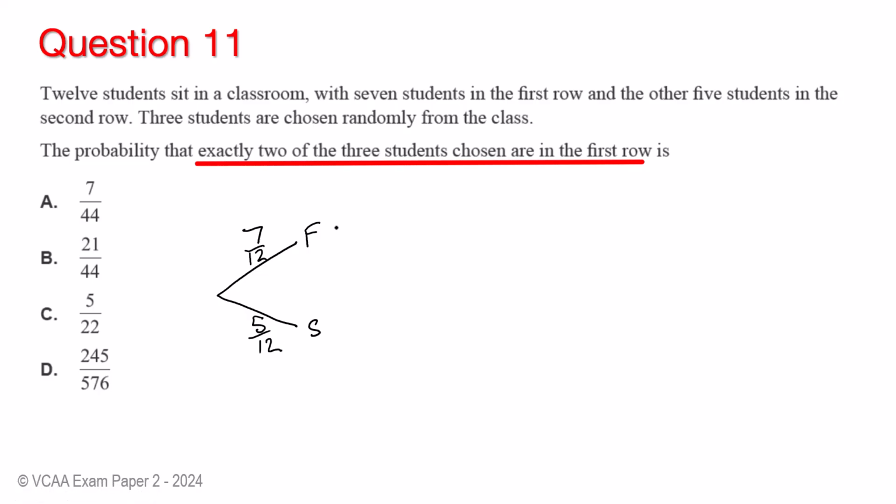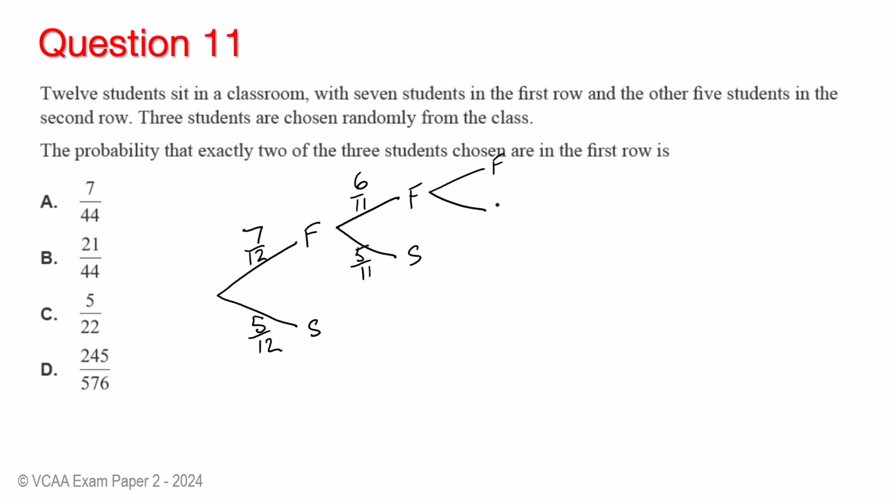If our first selection is from the first row, there will be one less student in the first row and one less student in the student population. So there is a 6 in 11 chance of choosing another student from the first row and a 5 in 11 chance of choosing a student in the second row. The question asks for exactly 2 students in the first row. So if I continue along this branch, I now must choose a student from the second row. That means the favourable outcomes in this part of the tree diagram is equal to 7 over 12 times 6 over 11 times 5 over 10.